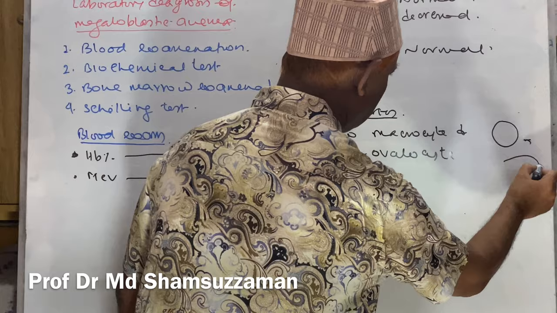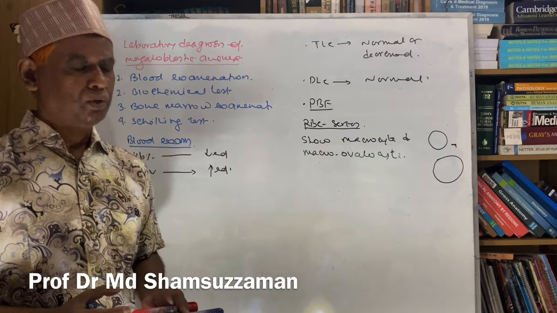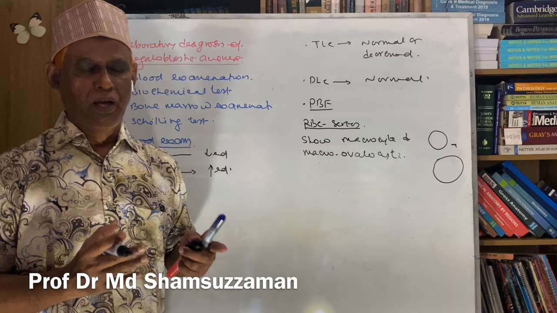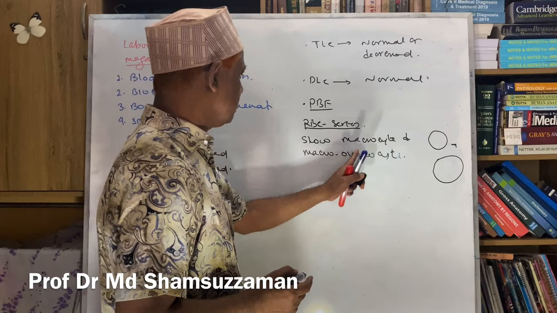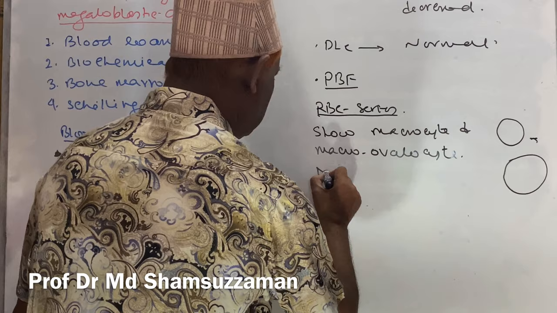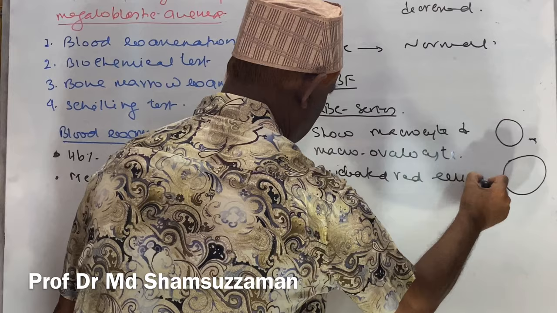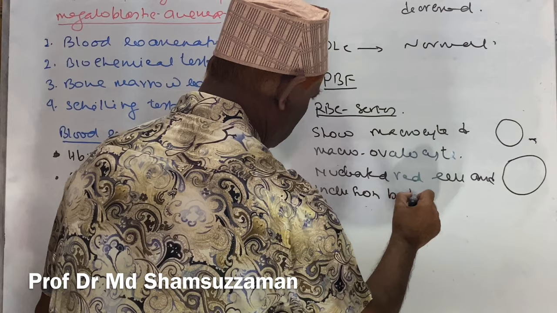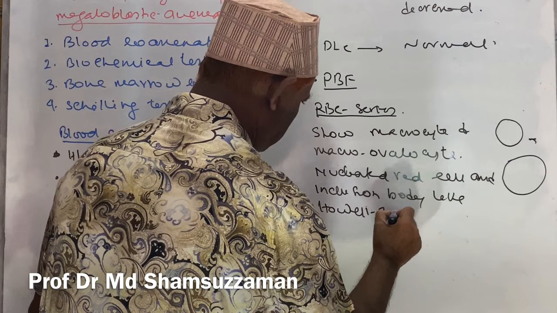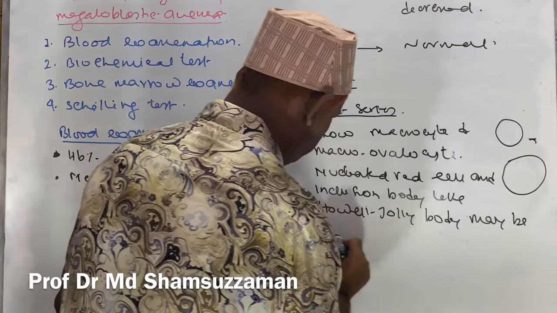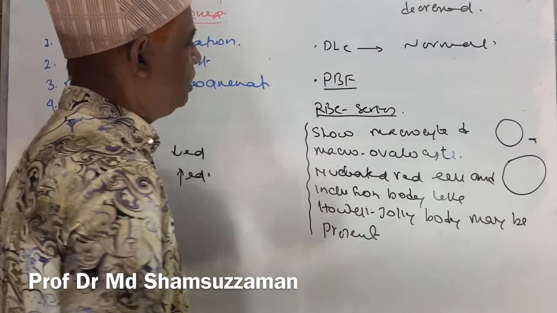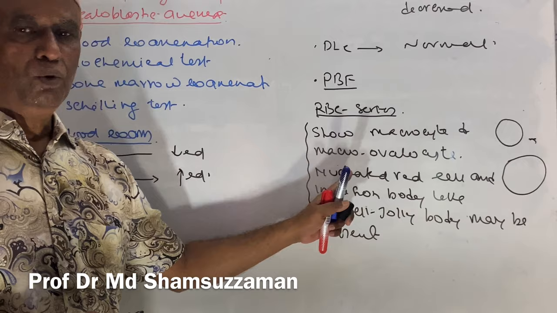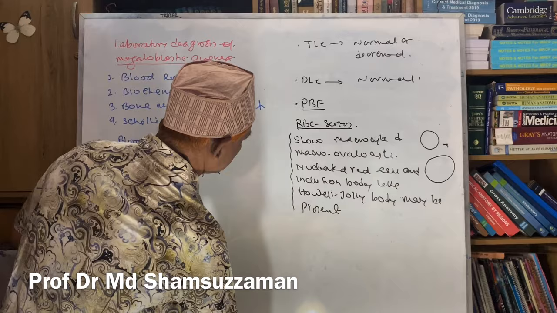In addition to this, in the RBC series, we can get nucleated red cell and inclusion bodies like Howell Jolly body. So in addition to macrocyte and macro-ovalocyte, we can get nucleated red cell and inclusion body like Howell Jolly body may be present. So important findings of megaloblastic anemia in RBC series: macrocyte and macro-ovalocyte. In addition, you can get nucleated red cell and also inclusion body like Howell Jolly body.